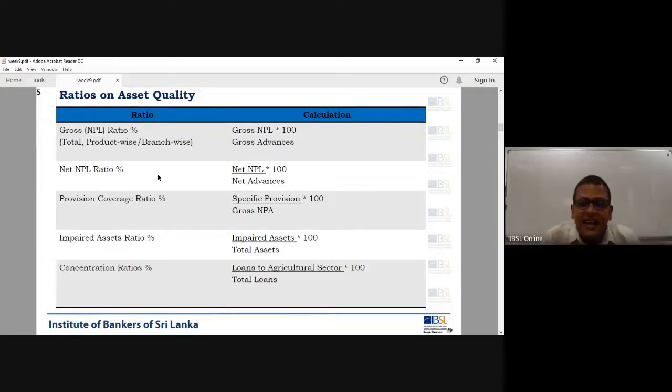This is exactly the slide where I stopped in the last class, the ratios on asset quality. In asset quality, we checked the gross NPL ratio, net NPL ratio, provision coverage ratio, impaired asset ratio, and concentration ratio. Up to this point we have studied, and we stopped at this point.